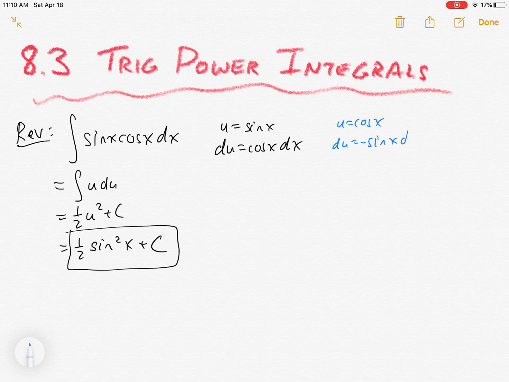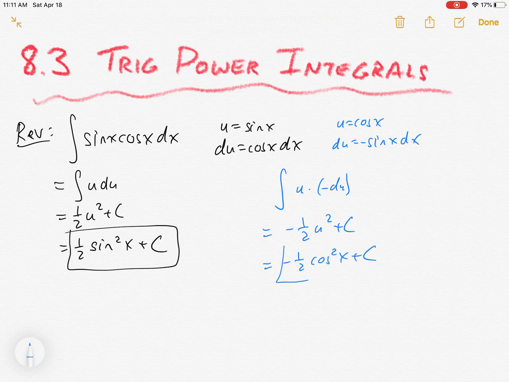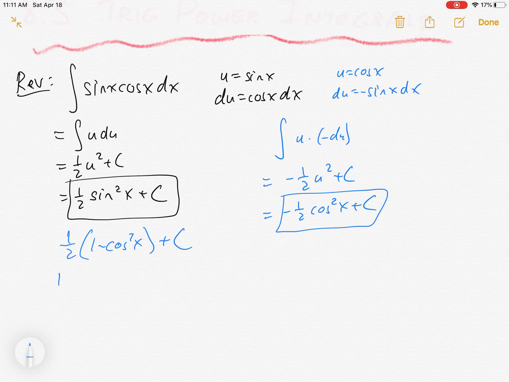If I had let u be cosine x, du would be negative sine x dx. So it would be the integral of u times negative du, or negative 1/2 u squared plus c, or negative 1/2 cosine squared x plus c. Those are going to be the same answers because of the plus c. You could use Pythagorean identities and show that they are the same.